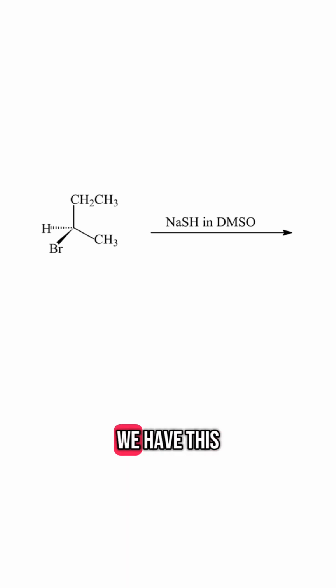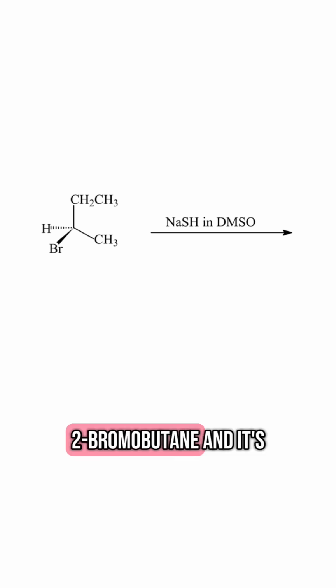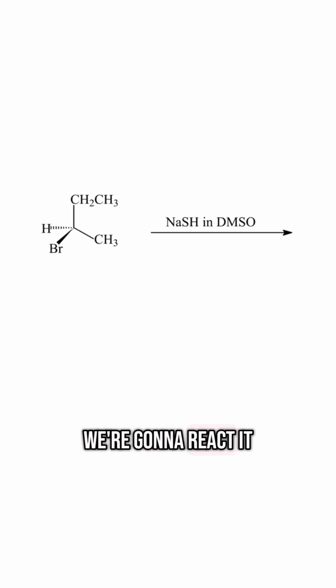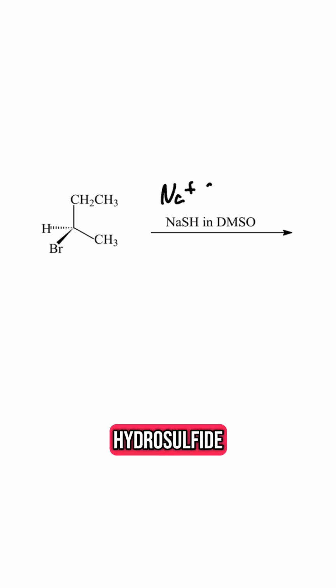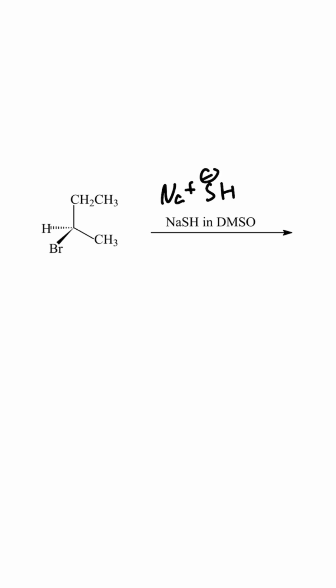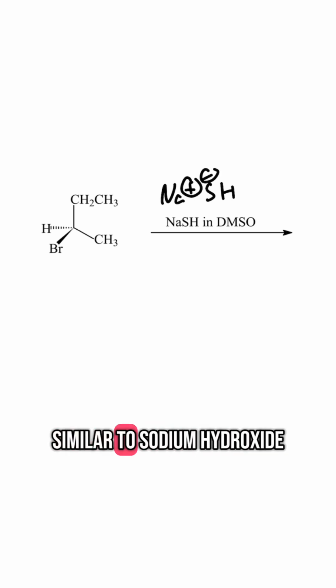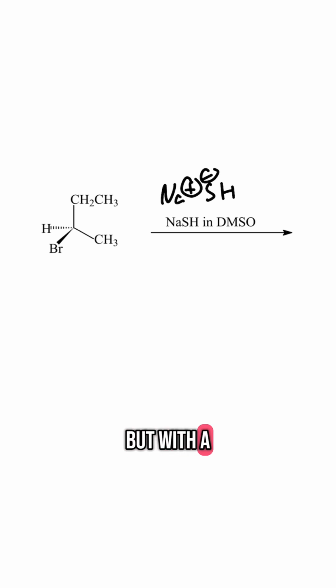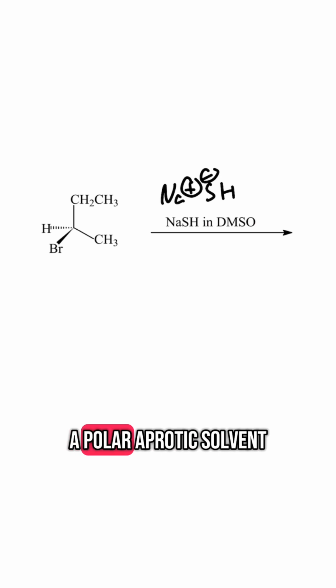So, beginning with this, we have this compound here, which would be, I guess, 1, 2, 3, 4. I guess it would be 2-bromobutane. And it's drawn like this for a reason because that's how we're going to react it. And then we have this right here, this NaSH, which is sodium hydrosulfide. And you can think of it similar to sodium hydroxide, but with a sulfur here instead of an oxygen, and it's in DMSO, which is a polar aprotic solvent.